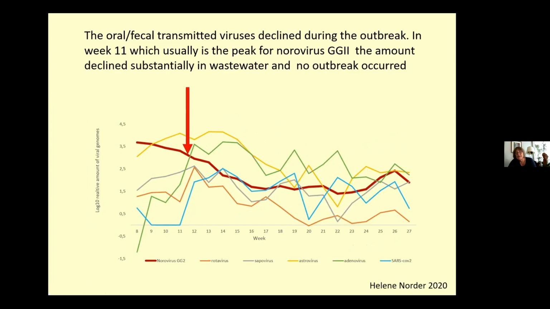So another thing that happened during this outbreak was that we looked at the other viruses at the same time. And what we saw was that all these fecal-oral spread viruses, especially the norovirus 2, which usually peaks here in week 11, they all declined in number, which means that the recommendations that we got to wash our hands, keep physical distance, and so on, made all these viruses decline rapidly in society as well, when we didn't see any outbreaks at all of any of them.